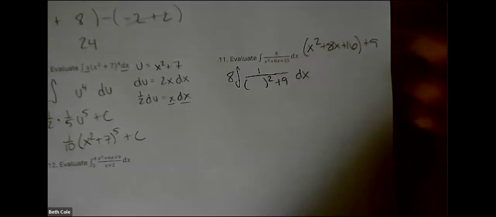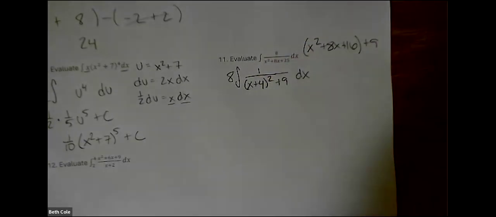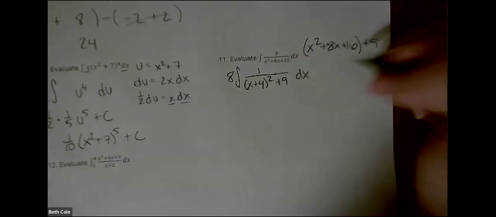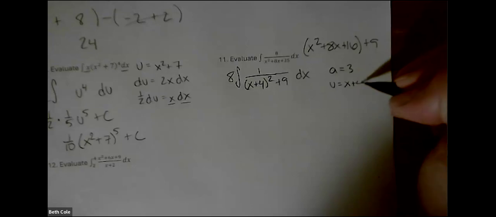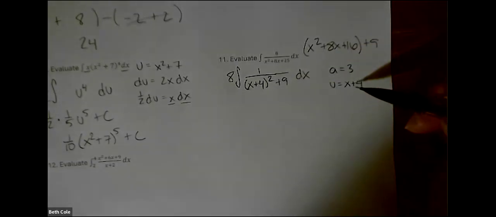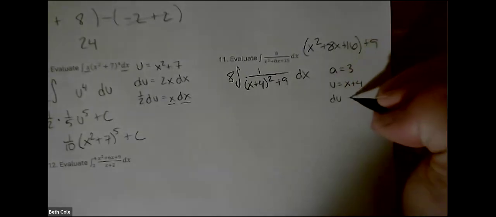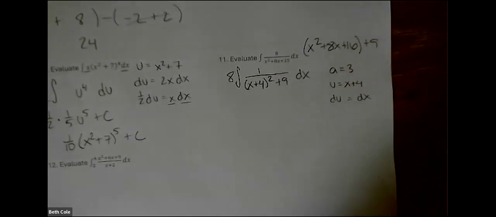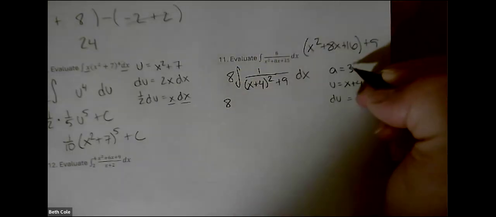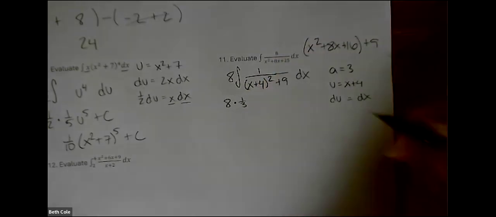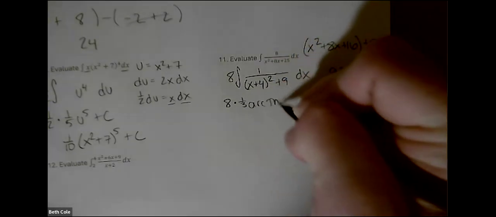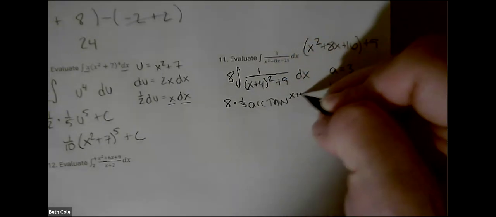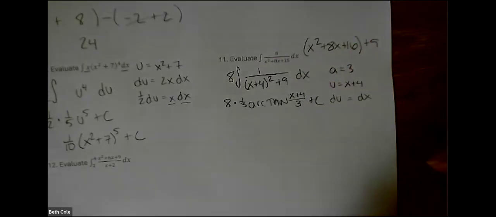So looking at this, if you factor it, it's going to be x plus 4 times x plus 4, so x plus 4 squared. a is going to be a number. u is going to be a variable. So a is 3. 3 squared is 9. u is the x plus 4. For good measure, du is just dx. And this is your arctangent. So you're going to have 8 times 1 over a. And so in multiple choice, it's going to look like 8/3 arctangent of (x plus 4) over 3 plus c. And then that is your answer.